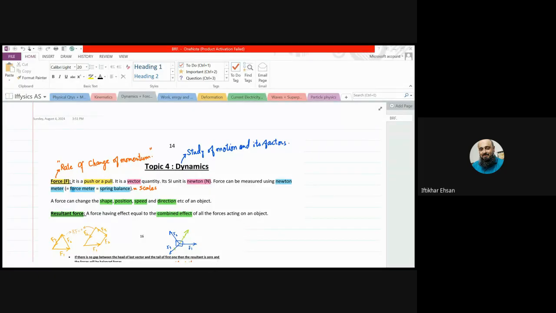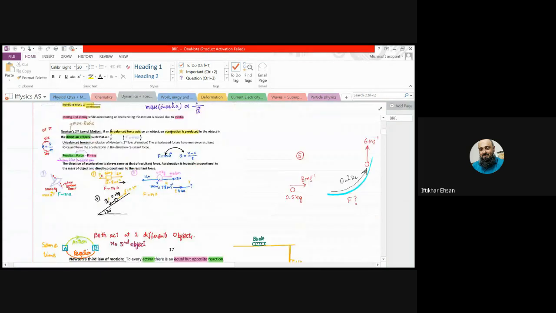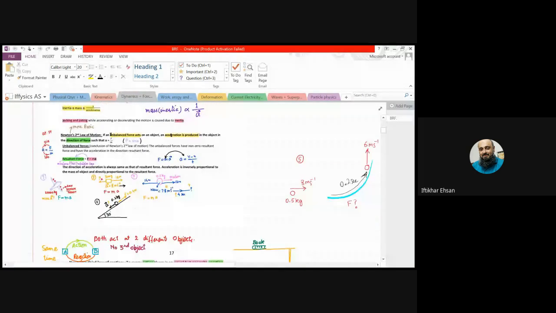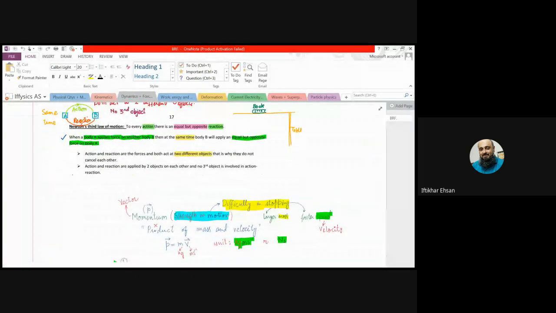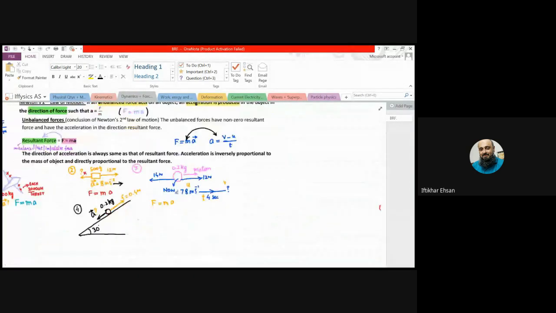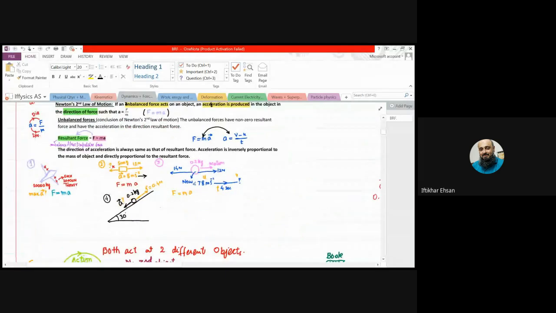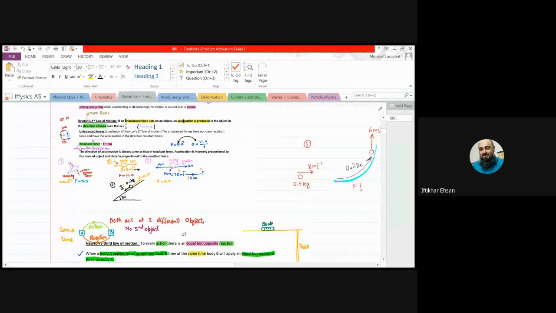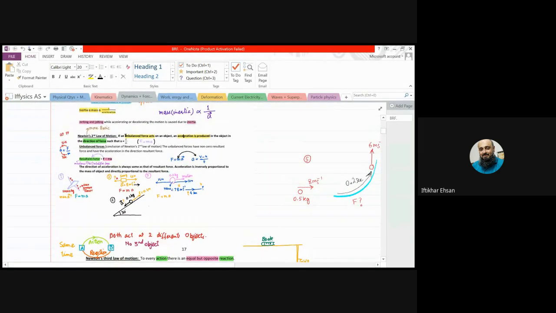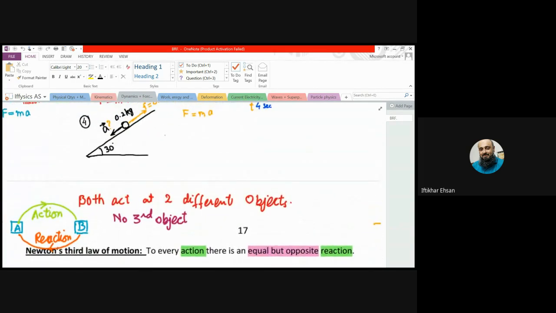Okay, Bismillah. First of all, yesterday we discussed Newton's first law of motion, and then we discussed Newton's second law of motion, and we did some questions, five questions actually. Now, we are going to discuss Newton's third law of motion.